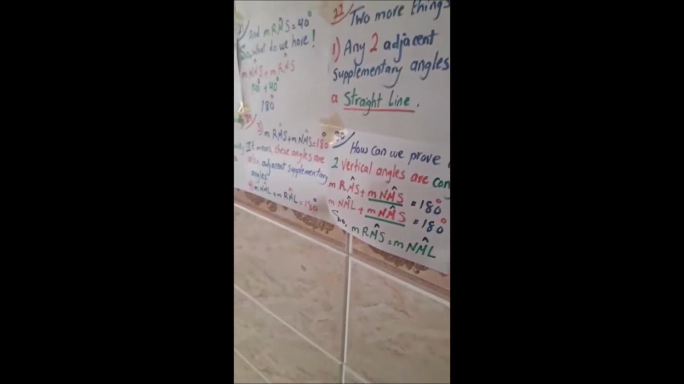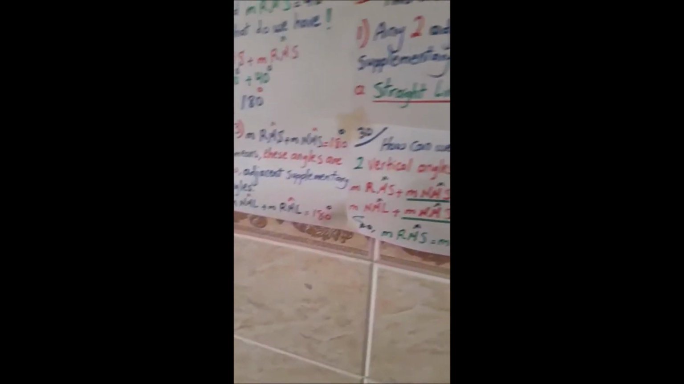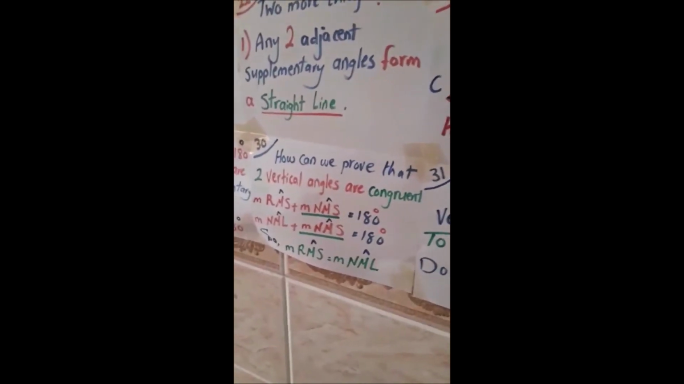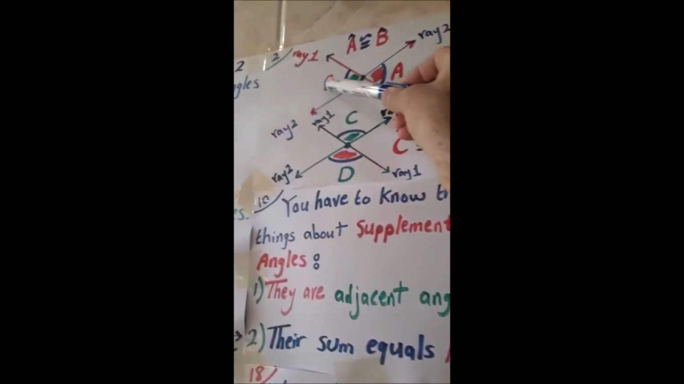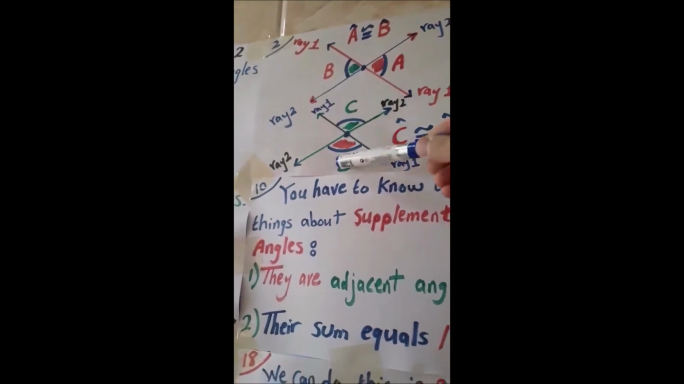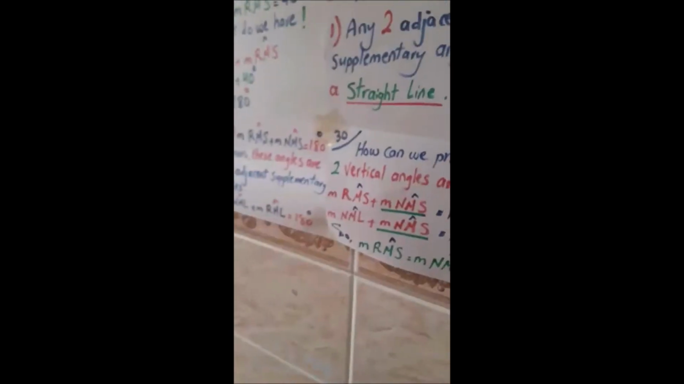So the last one, as we finish from this now, he said to us, how can we prove that two vertical angles are congruent? We can say, mister, how can you tell us that this one and this one are congruent, and this one and this one are congruent? I will show you, guys, from the figure.